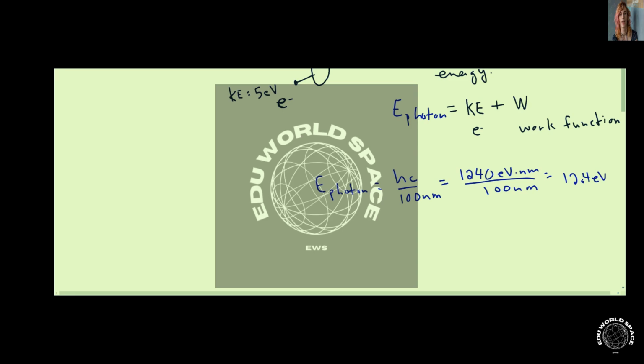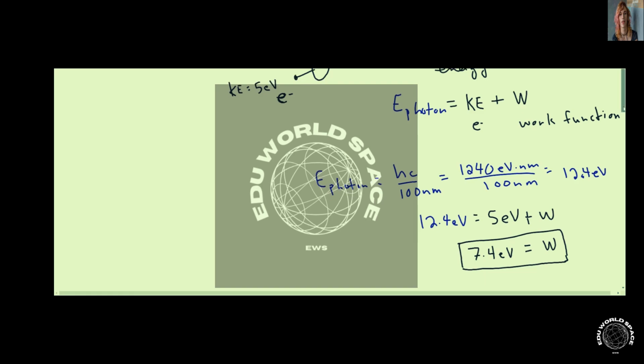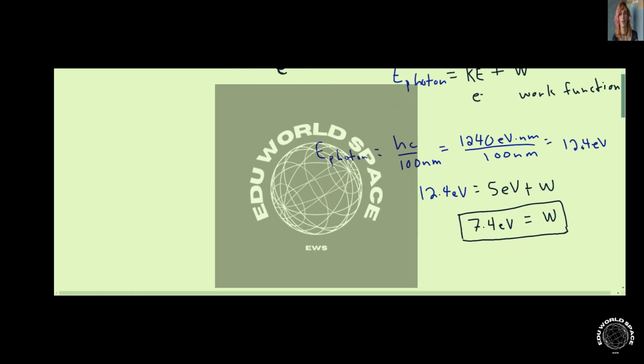Okay, so let's put the energy of the photon, 12.4 electron volts, is equal to 5 electron volts of kinetic energy plus the work function. And this is not an unreasonable work function for releasing an electron. It usually is of the order of a few electron volts. And that's the case here as well. And like I said, if you wanted the work function in volts, some people prefer that, you would just simply drop the E.